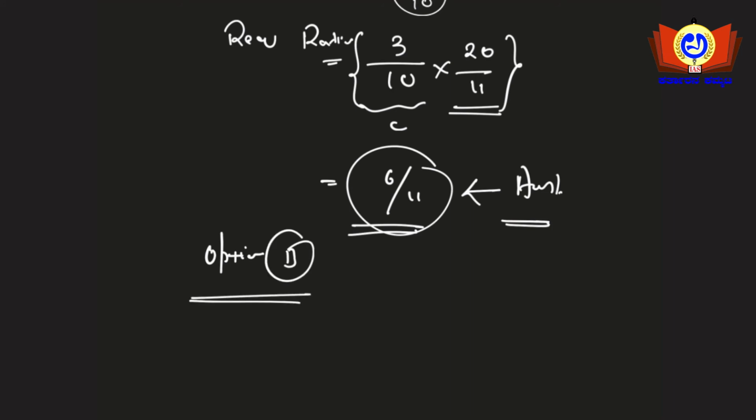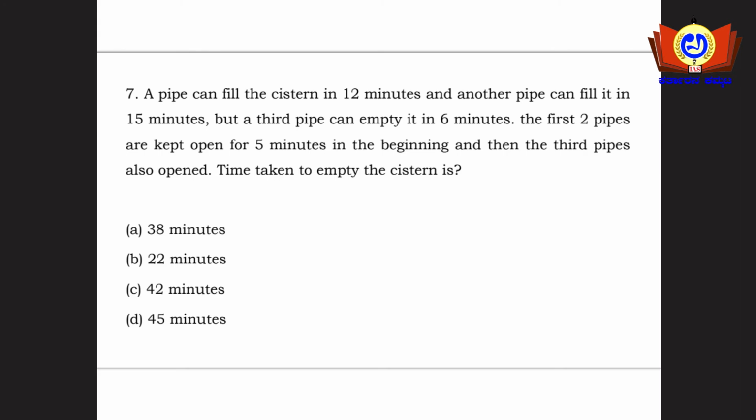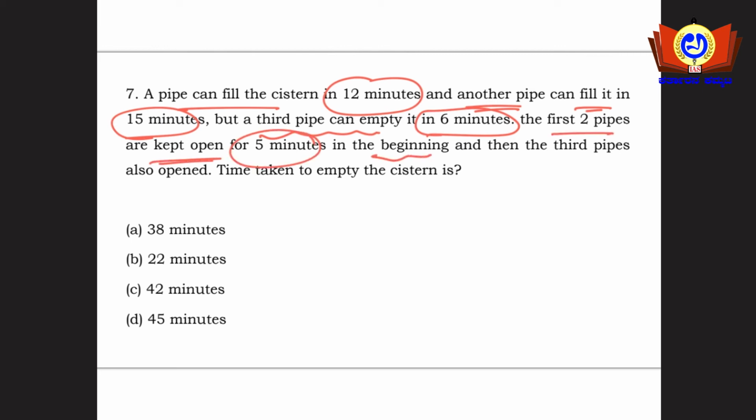So moving on to the next question. A pipe can fill the cistern in 12 minutes and another pipe can fill it in 15 minutes. But a third pipe can empty it in 6 minutes. The first two pipes are kept open for 5 minutes in the beginning, and then the third pipe is also opened. So time taken to empty the cistern is, okay.